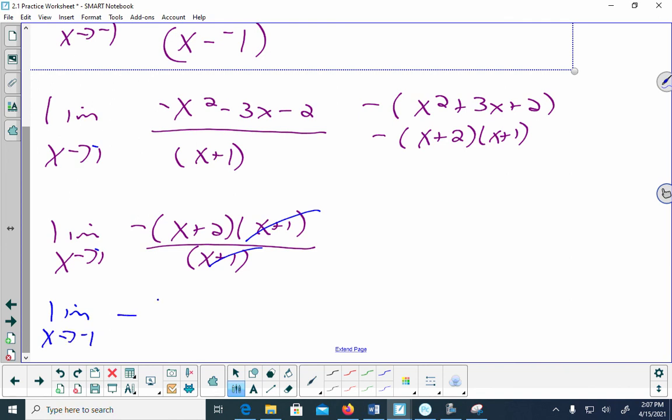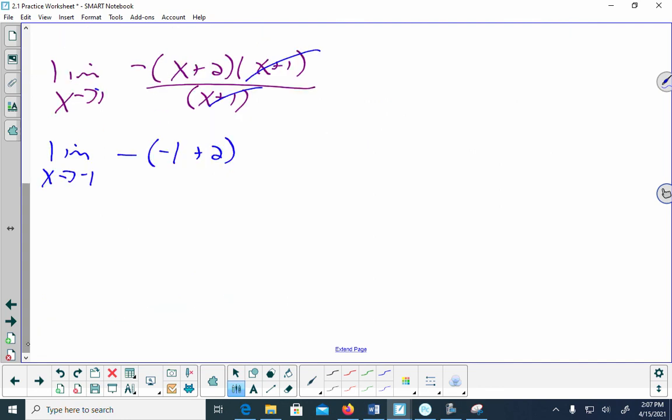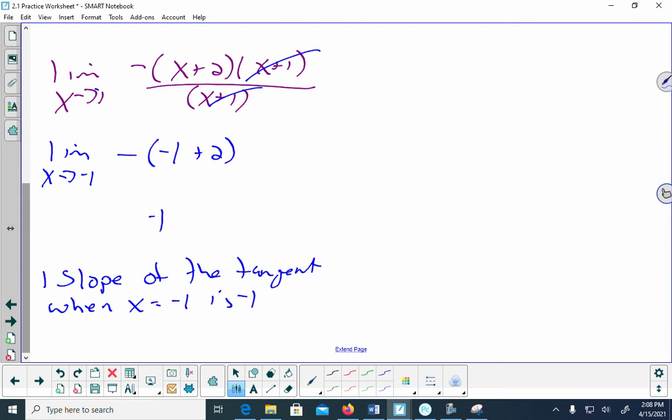And then I'm going to have a negative times x, which will be -1 plus 2, because I can do direct substitution. So this is -1 times a negative, so this will be 1. So I am going to say the slope of the tangent line, oh, no, it's 1. The slope when x is equal to -1 is 1. So the slope happens to equal x. That's just a coincidence. Okay, next one.